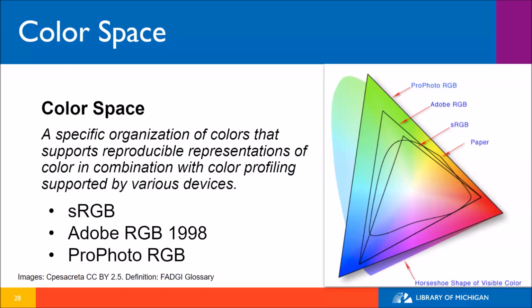sRGB, or standard RGB, is the smallest of the color spaces. You can see it's the smallest triangle there. Now, this is considered the lowest common denominator color space, and it's what most monitors can display.